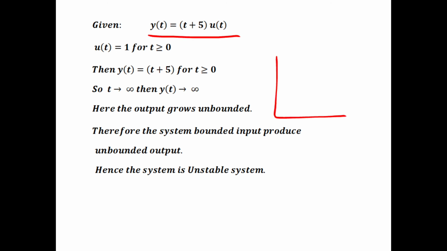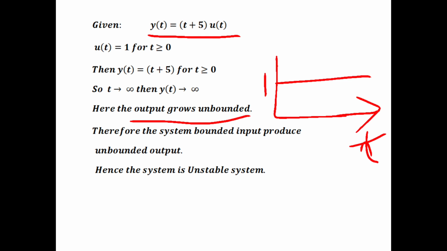We know the signal, right? It is equal to 1 for t greater than or equal to 0. If it is a continuous time signal, you have to write t. For t greater than or equal to 0, you can get different values of t here so that you can get the output. If t tends to infinity, y of t is equal to infinity. So here the output grows unbounded. Therefore the system's bounded input produces unbounded output. Therefore the given system is an unstable system.